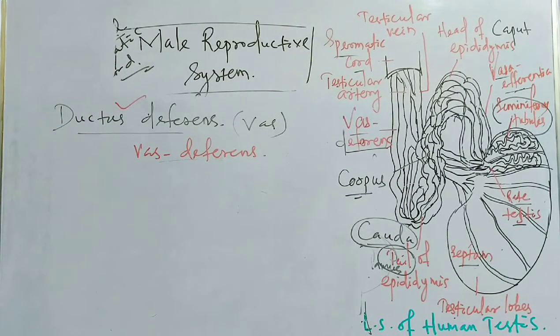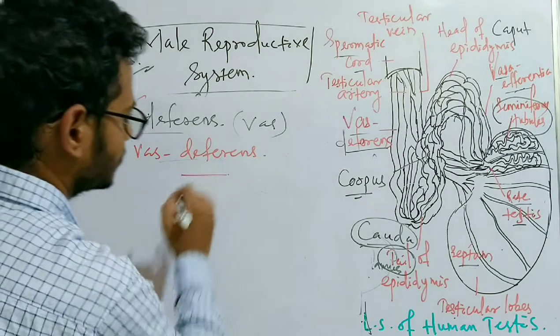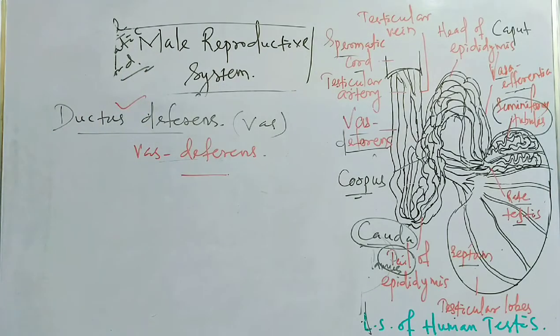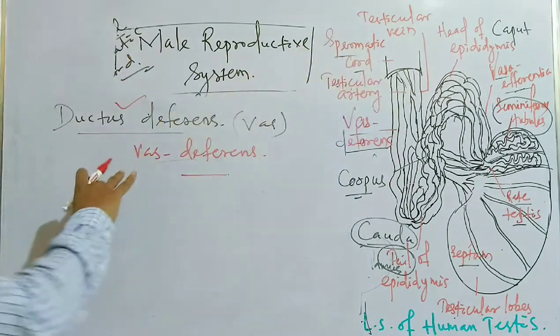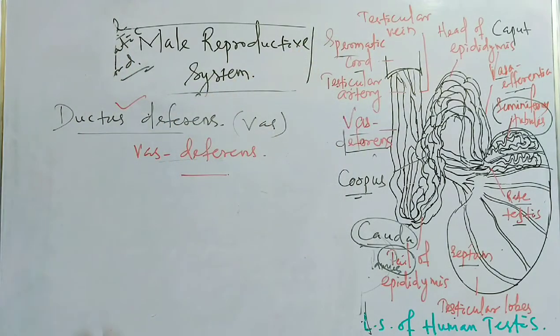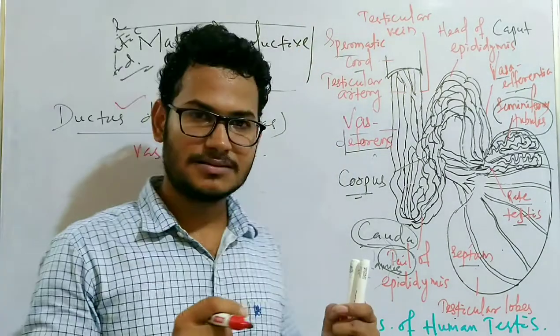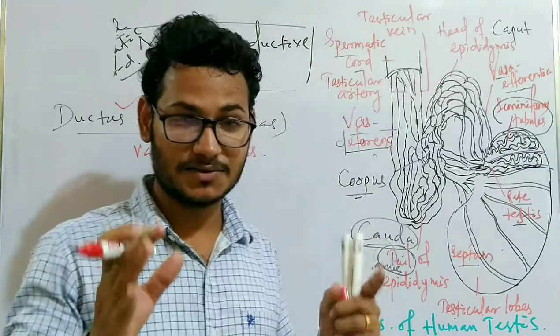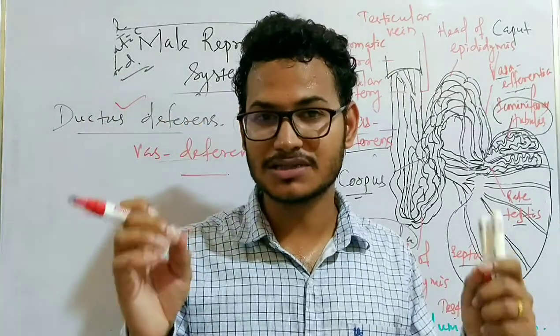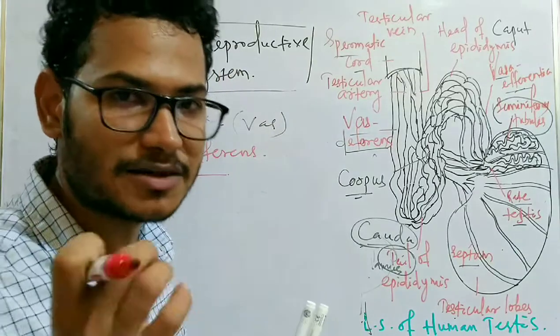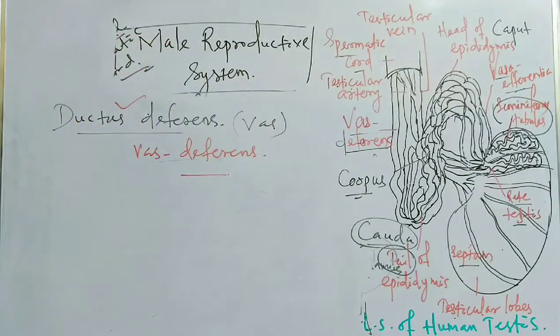So the dilated terminal portion of the ductus deferens is the ampulla. It is known as the ampulla. In biological terms, if you discuss a single structure, the wider part of that structure is known as the ampulla.